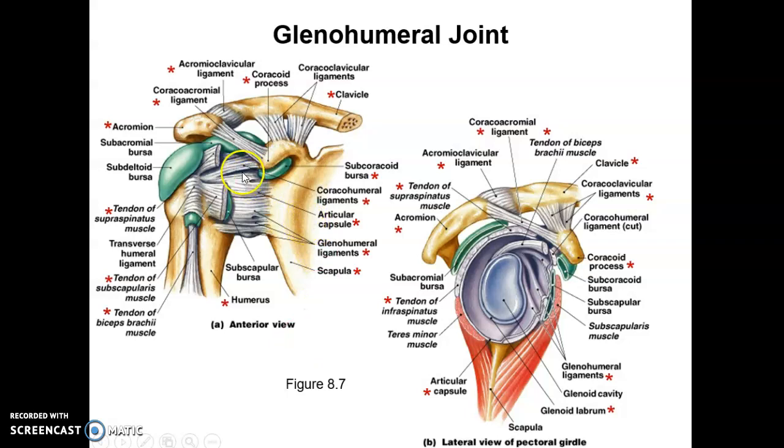There's the articular capsule cut open here, reinforced by the glenohumeral ligaments here, which are cut here. And the shoulder joint is also reinforced by the subscapularis muscle that goes from the muscle here, that's the subscapularis muscle here.